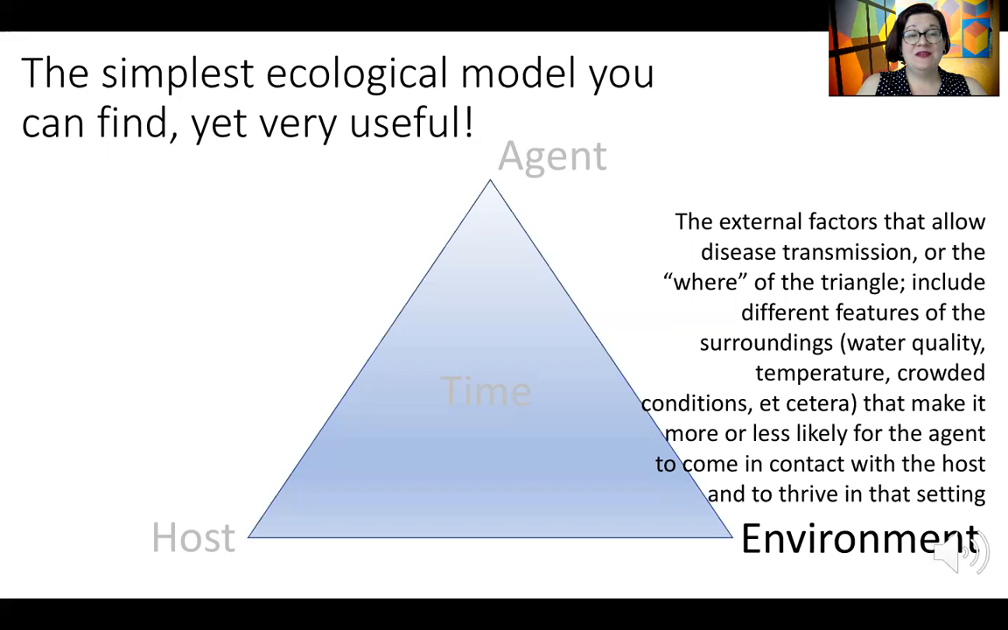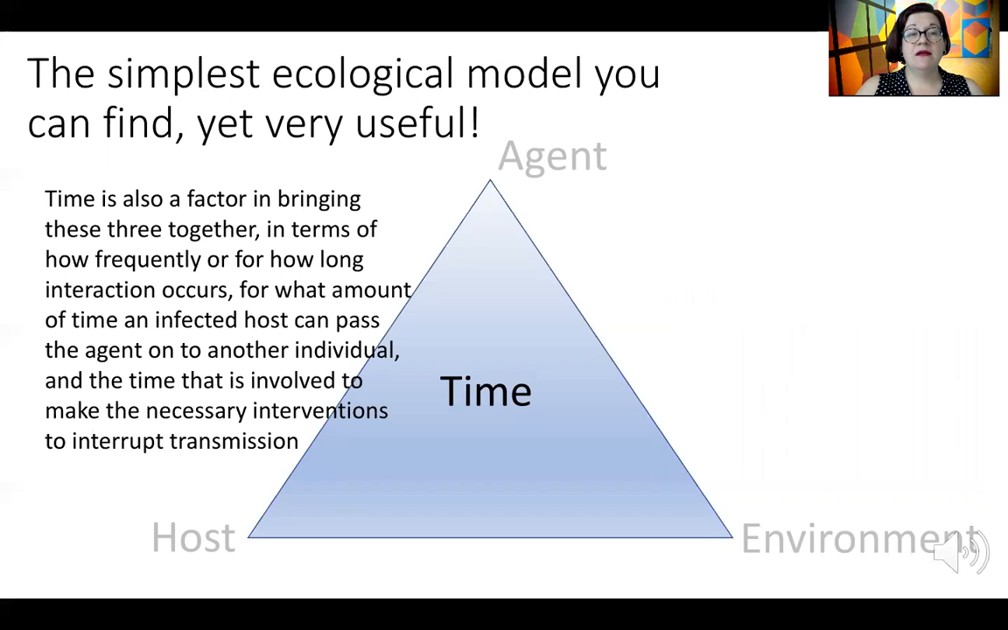Environmental conditions that are features in some ways of the built environment can allow for more crowding or for separation of people, and have an impact on the ventilation for indoor facilities and so forth, all can make it more or less likely for the agent to come in contact with the host. And again, time is also a factor in bringing these three together in terms of how frequently or for how long the interaction occurs between the host and the environment, for what amount of time an infected host can pass the agent on to another individual, and the time that is involved to make the necessary interventions to interrupt transmission from a public health perspective.